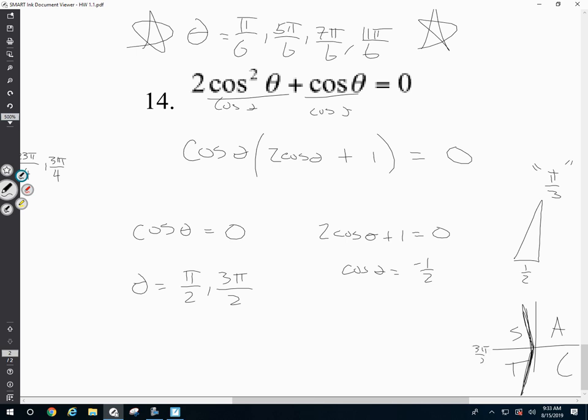This is 3 pi over 3. Subtract a pi over 3, 2 pi over 3. Add a pi over 3, 4 pi over 3. And I'm not manipulating any of my answers, so I know definitively these are all of my solutions between 0 and 2 pi.